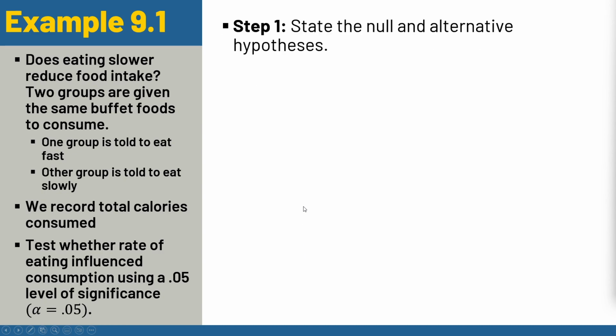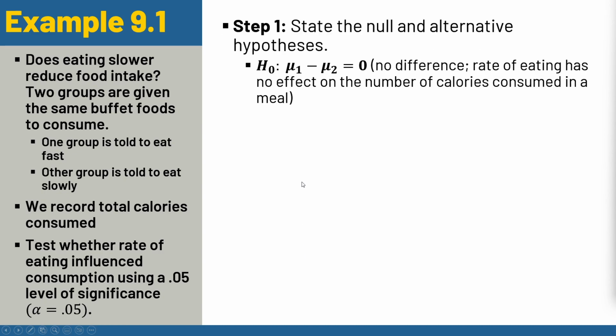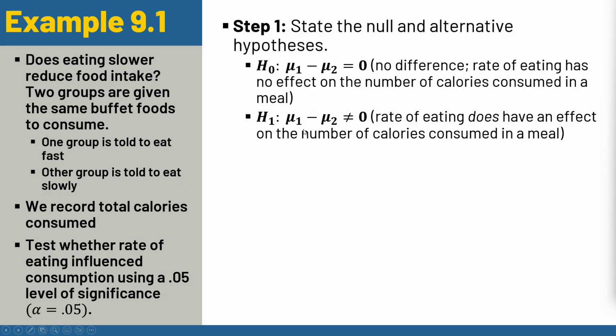Let's start with step 1. In this case, the null is, you can see it's a little bit different. Now we're referring to mean differences. And so ultimately we're saying that there's no difference in the population means. In other words, the rate of eating has no effect on the number of calories consumed in a meal. These two populations are essentially identical. That's our null hypothesis. And then our alternative is just the opposite. It's saying that there is some effect here, and there is some difference between these two population means. In other words, these two populations are not identical.